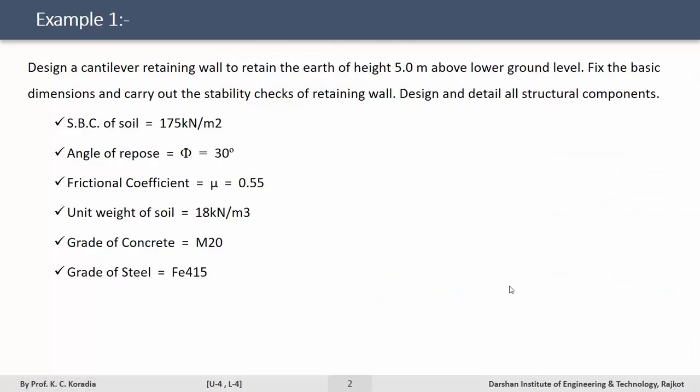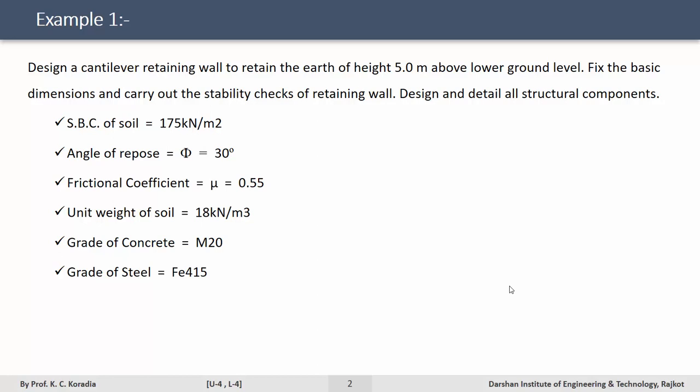Today we will design a cantilever retaining wall which retains the earth mass of height 5 meter above lower ground level. Here the SBC of soil, that is the soil bearing capacity of soil, is 175 kN per meter square. Angle of repose, also known as angle of internal friction phi, is equal to 30 degree. Frictional coefficient mu is equal to 0.55. Unit weight of soil is 18 kN per meter cube. Grade of concrete is M20 and grade of steel is Fe415.